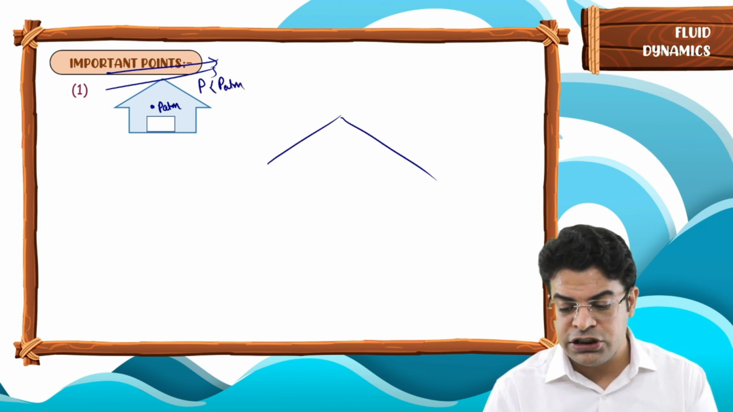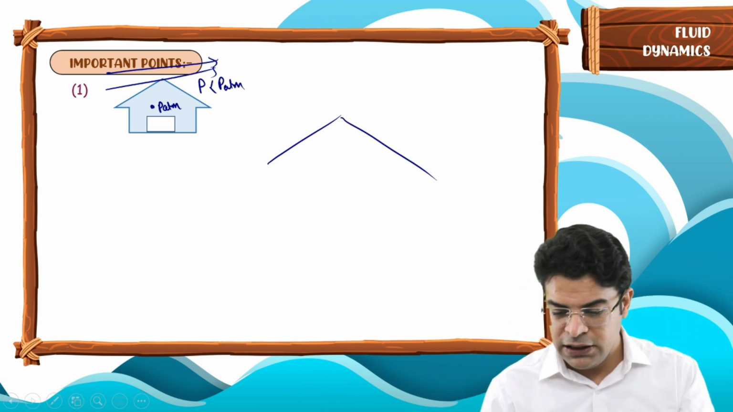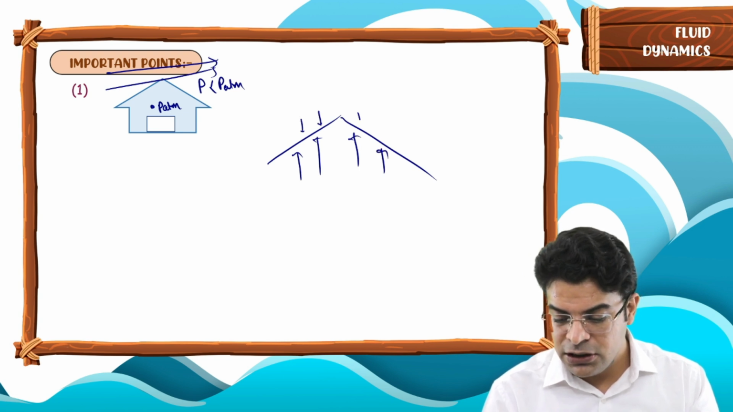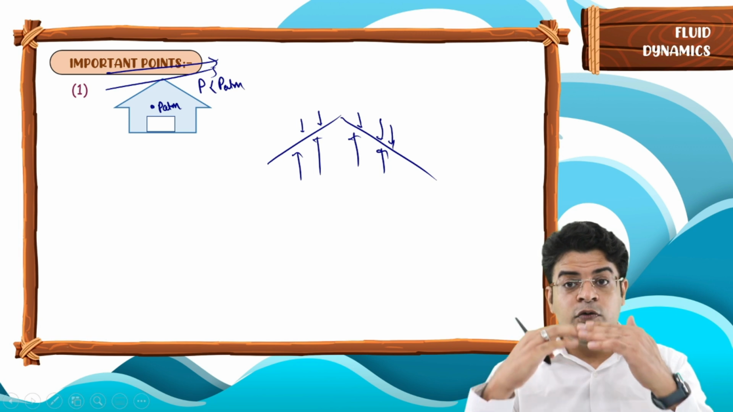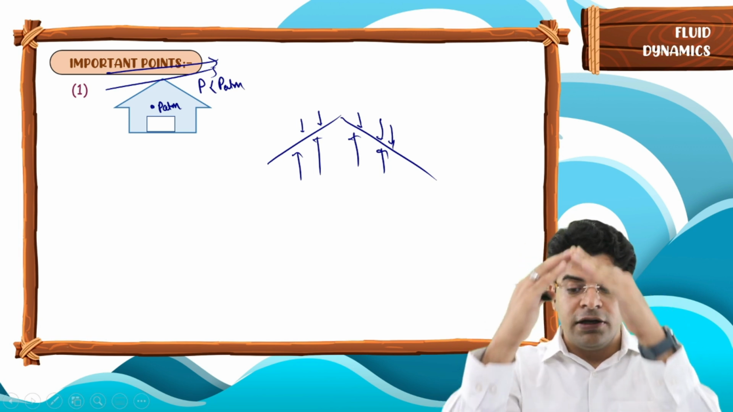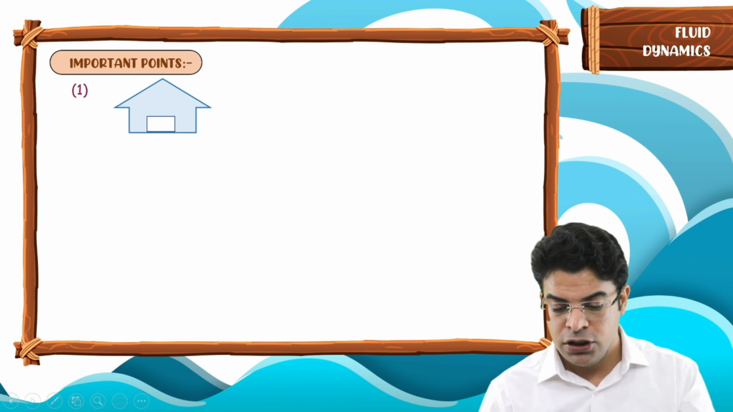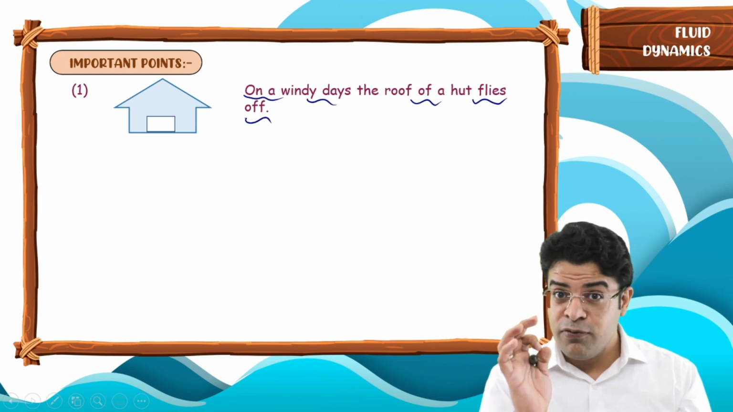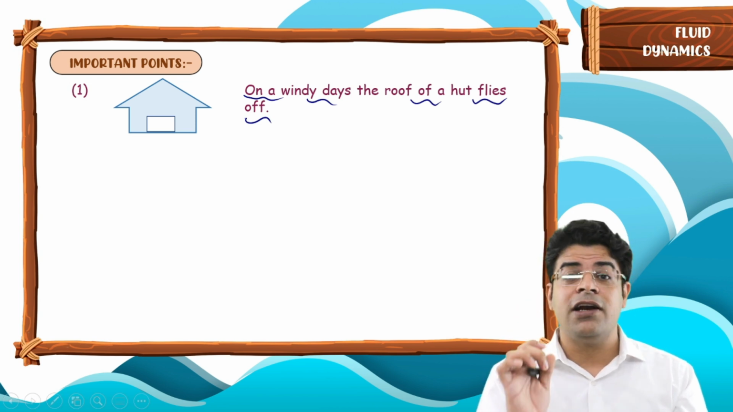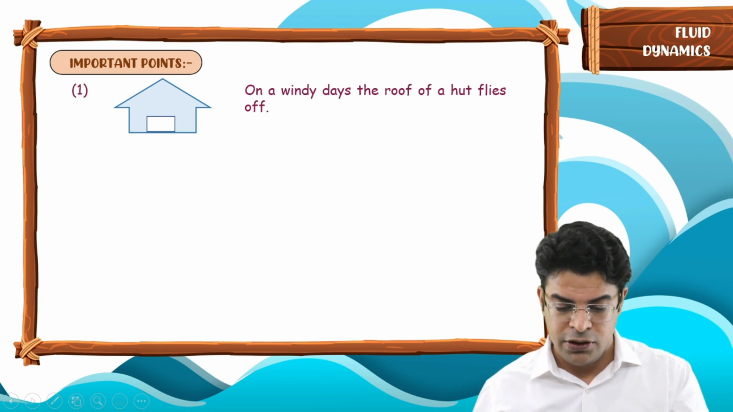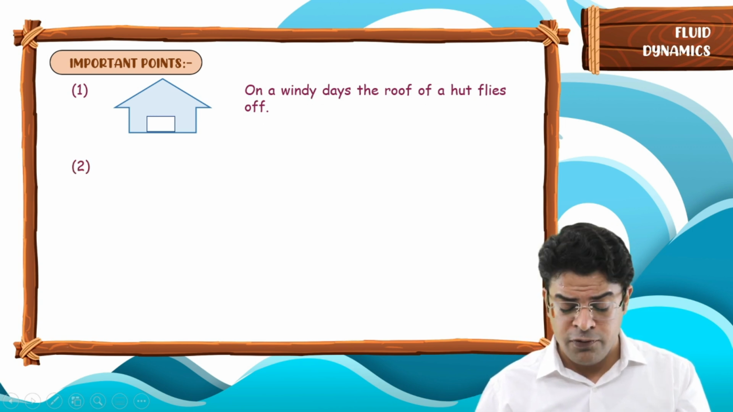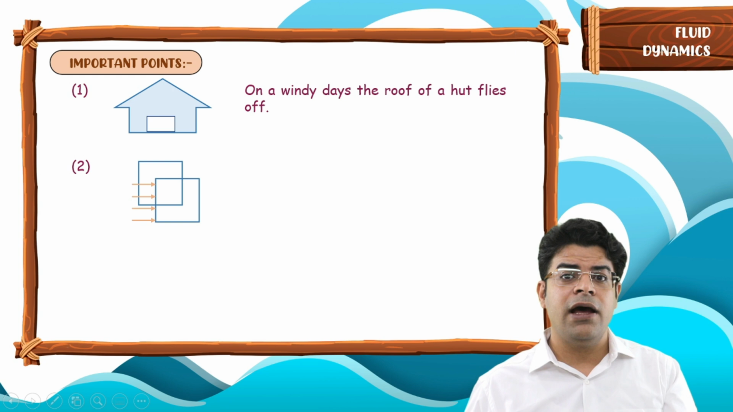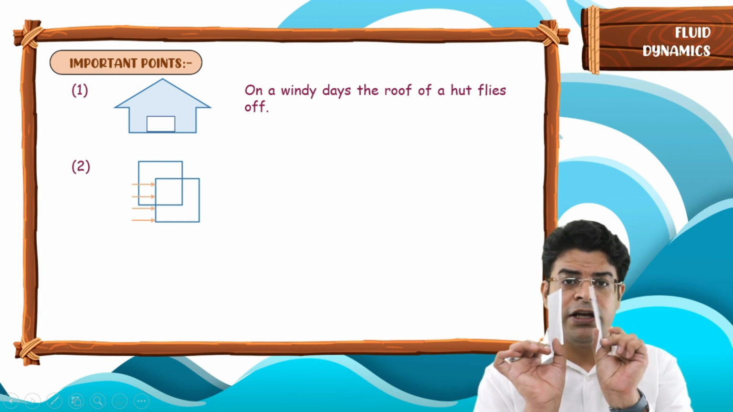So if you think of the shed of the hut, the roof of the hut, inside pressure is more, outside pressure of air is less. Because of this, a net upward force is created on the roof of the hut and the roof of the hut flies off. So on a windy day, the roof of the hut flies off because of the pressure difference created due to the difference in the wind velocity. Now, second example, which can be explained from here. If you take two pieces of paper and you blow air between them, what happens? The separation between them increases or decreases?